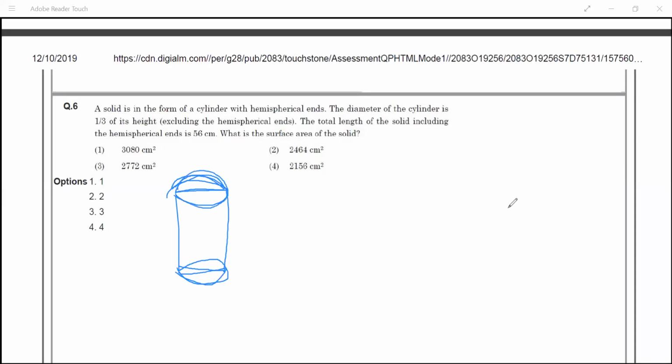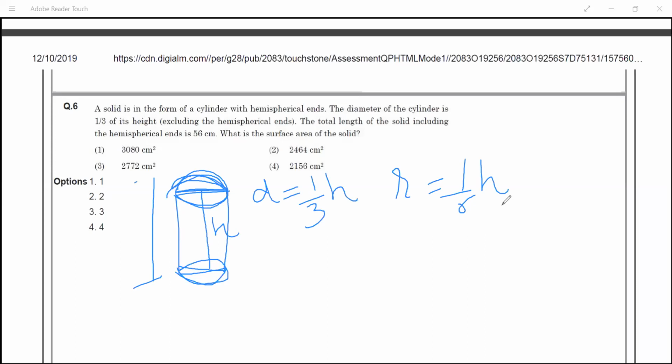So we are saying the diameter of the cylinder is 1/3 of its height, excluding the hemispherical end. That means this height. This is h, and the diameter of this is 1/3 times h. So its radius will come out to be 1/6 of h. Next, the total length of the cylinder including the hemispherical ends is 56. That means this complete length is 56. So we have to calculate the surface area of the solid.